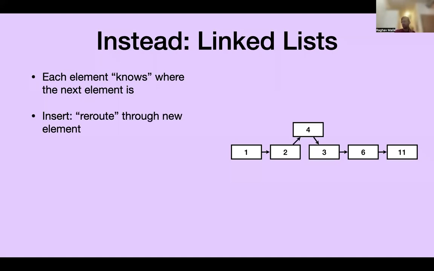Inserting becomes pretty straightforward now. I can reroute through a new element. So if I want to insert this 4 between the 2 and the 3, I just have 2 point to 4 and have 4 point to 3. And now my chain remains unbroken, but it's got that 4 in the middle. If I want to delete something, I just skip over the element that I want to delete. Of course, if this is dynamically allocated, I have to free the thing that I'm deleting. But semantically, this is a lot easier, right? So that's the basic idea of a linked list.